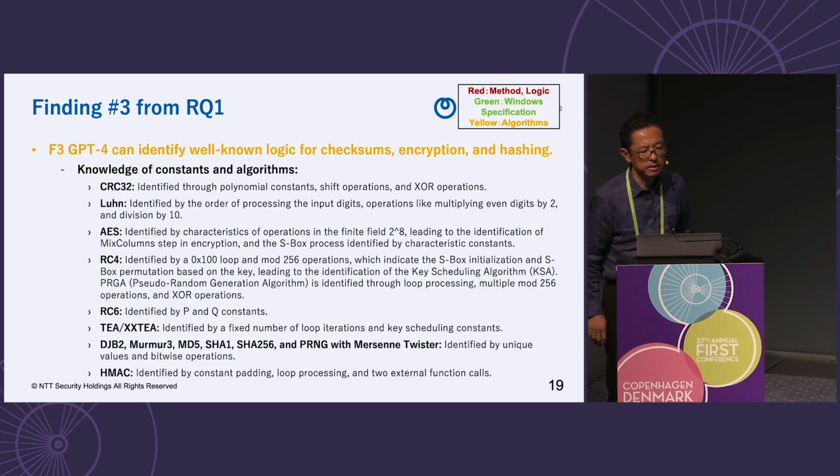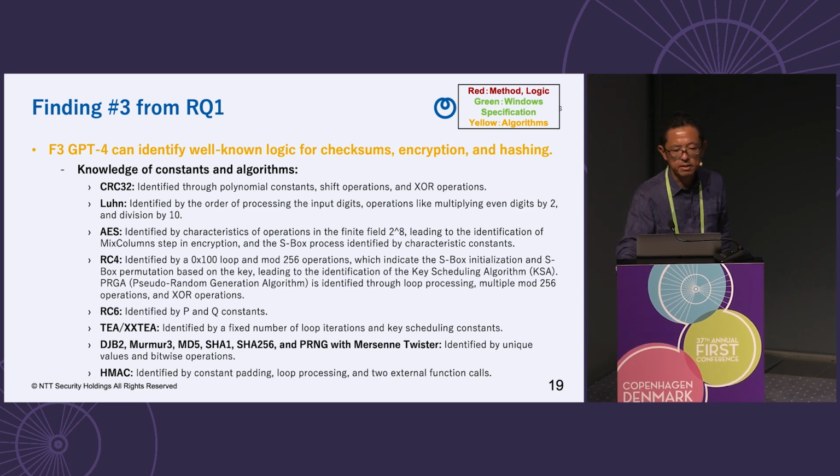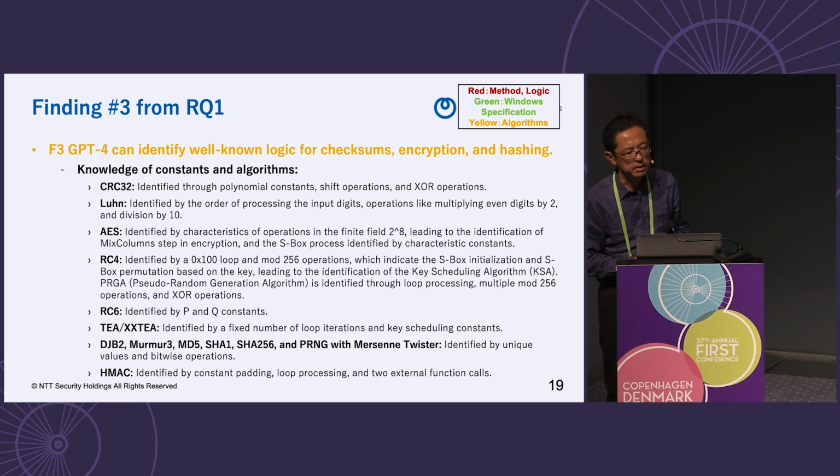Okay, finding 3: GPT-4 can identify well-known algorithms, with logic for checksum, encryption, and hashing. GPT-4 identifies these specifications, such as CRC32, AES, and RC4, especially in terms of constants and algorithm features.